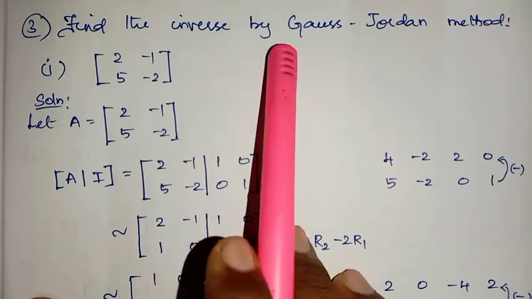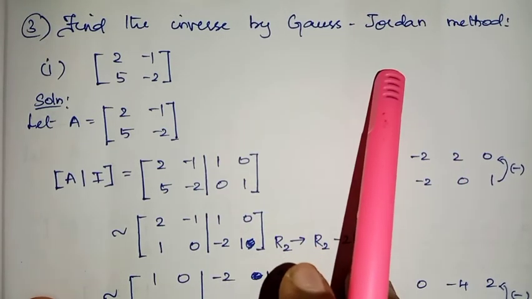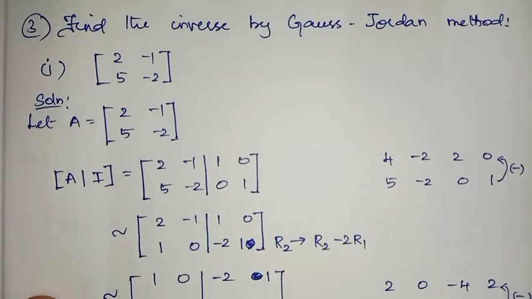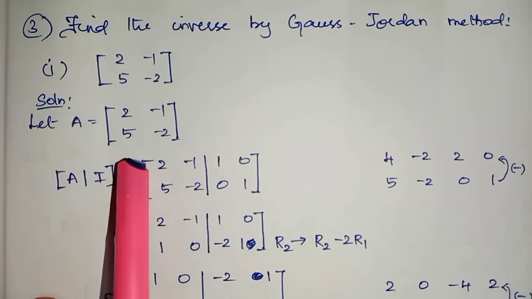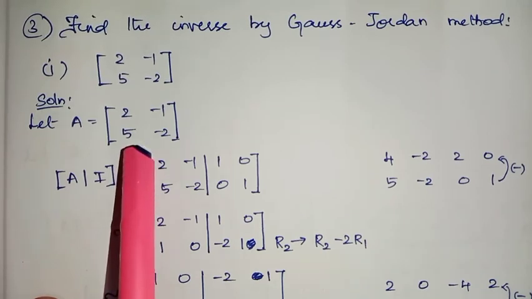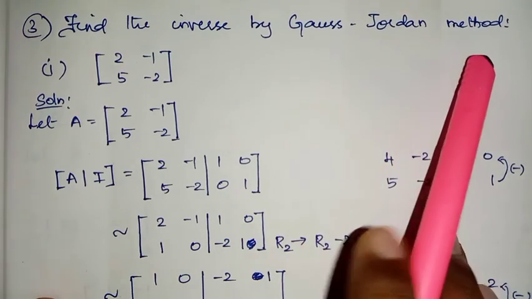Now find inverse using Gauss-Jordan method. Now we are going to find inverse of a matrix. Suppose this matrix is named as A, we are going to find A inverse. You know how to find A inverse, isn't it? A inverse is equal to 1 by determinant A into adjoint A, but you must not use that method. Even if the answer is correct, the method is wrong because it is Gauss-Jordan method.